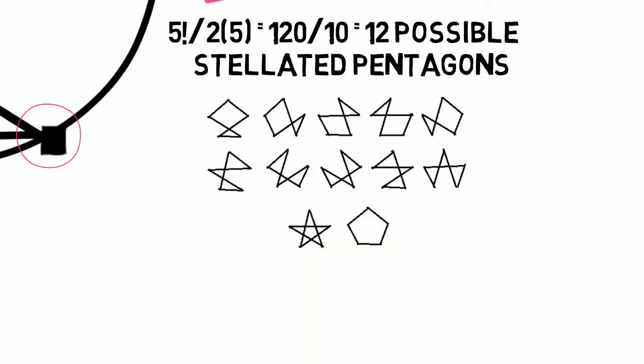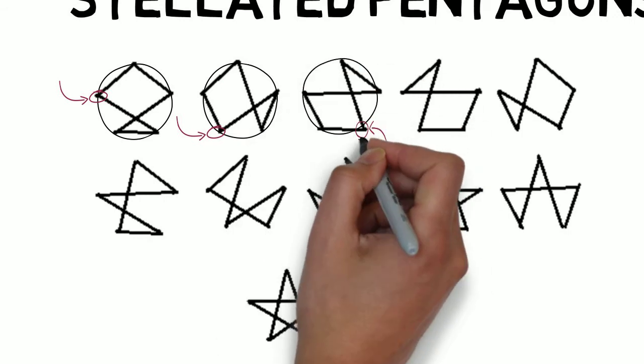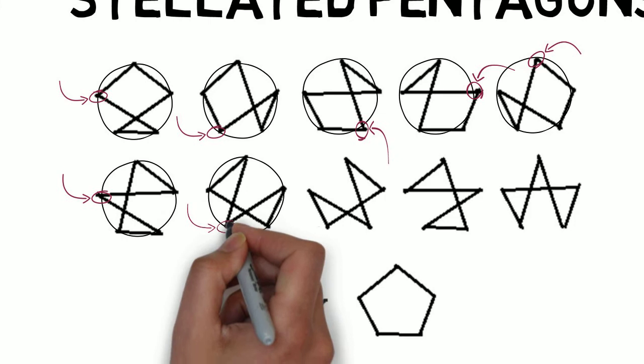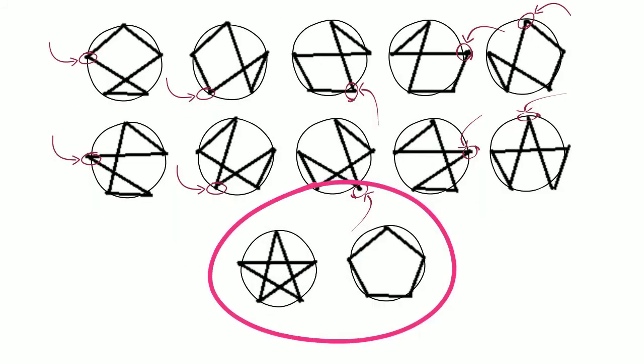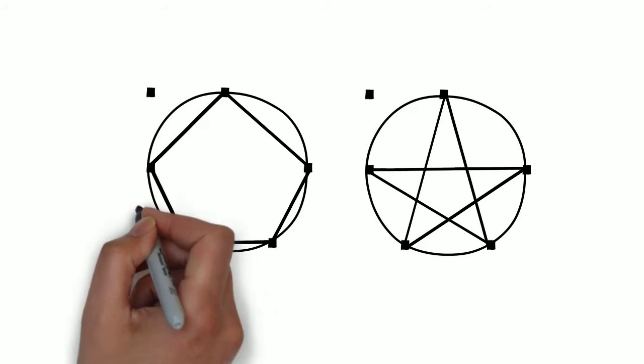As you can see, there are 12 different stellated pentagons. These are created by connecting the points with line segments and creating as many different arrangements as possible. After that, we can take each starting point and rotate the pentagon by 2 pi over 5 to give us the different positions of each arrangement. But let's take a further look at these bottom 2.